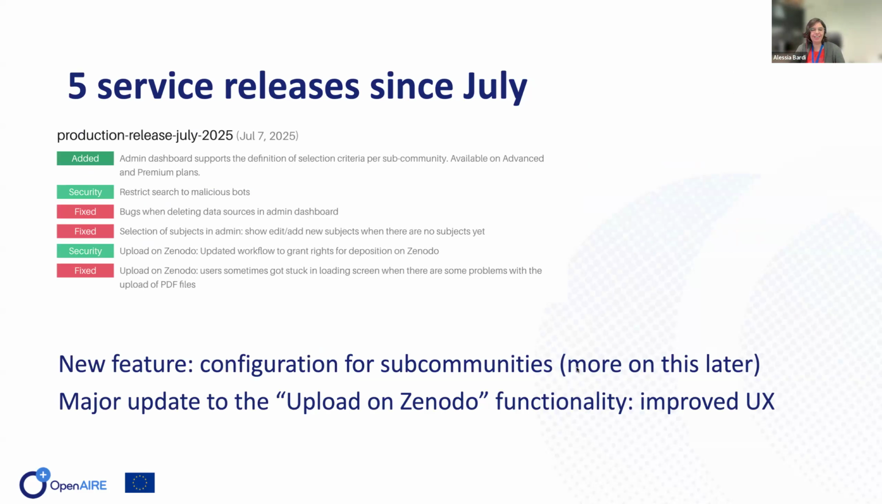Basically, in all releases, we fixed some bugs based on the feedback that we got from the gateway managers, but also from the users of the gateway. But in some cases, we also had a major release, like in the case of July. After the July community call, we released the new functionality for the configuration of subcommunities that we will address later. And we also improved the user experience for the functionality that allows users to upload full text files on Zenodo.